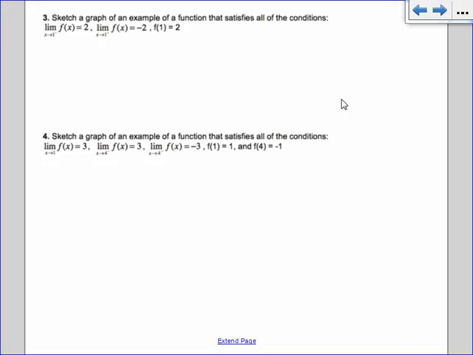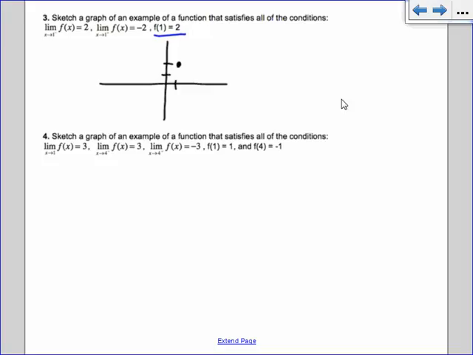But can we sketch a graph? So this one says sketch a graph of an example of a function that satisfies all of the conditions. So we have the limit as x approaches 1 from the left has to be 2. X approaches 1 from the right has to be -2, and f of 1 equals 2. I always tell people to start with the actual points. So if you're given that f of 1 is equal to 2, then I would go ahead and draw in the point (1, 2). That one has to be a filled in point.